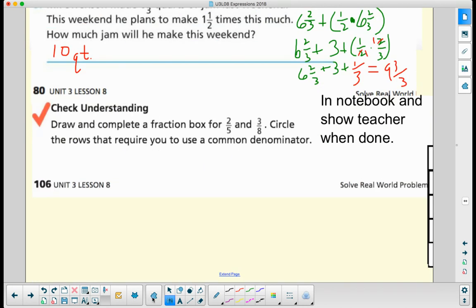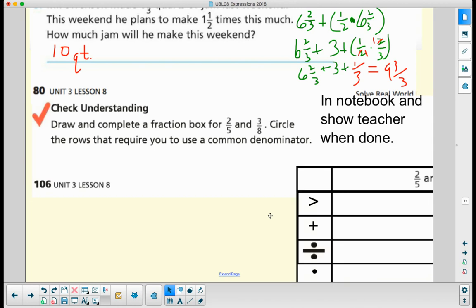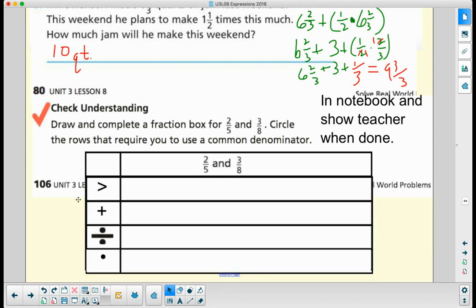All right, the check for understanding. It can get confusing because the only time you've seen a fraction box was in the beginning of today's lesson. Draw and complete a fraction box for 2/5 and 3/8. Circle the rows that require you to use a common denominator. I suggest you just draw that fraction box and draw the boxes around it when you're done in your notebook. Go ahead and pause the video and then start it again when you're done.